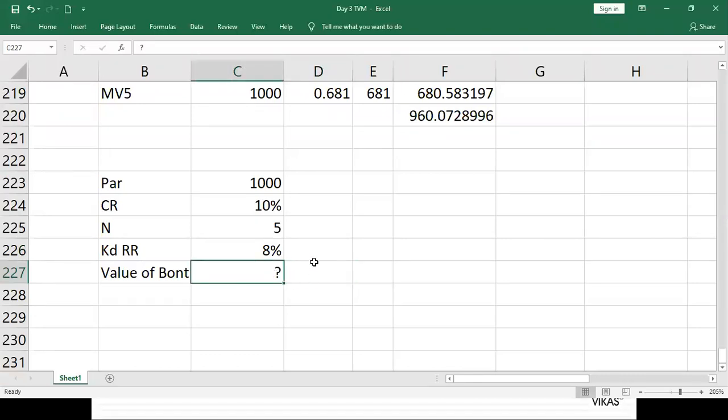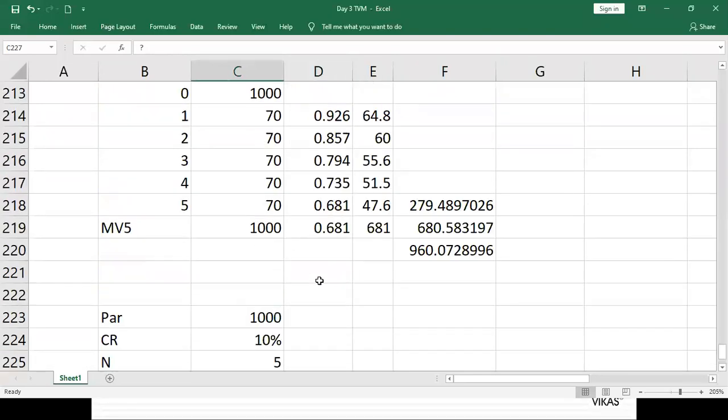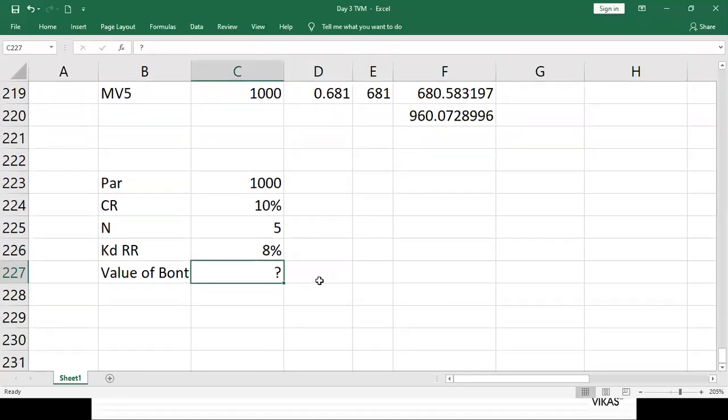Then what's the value of the bond? Please do the calculations and let me know the answer. Please do it. I'll give you 5 minutes to find the answer. Do it fast.